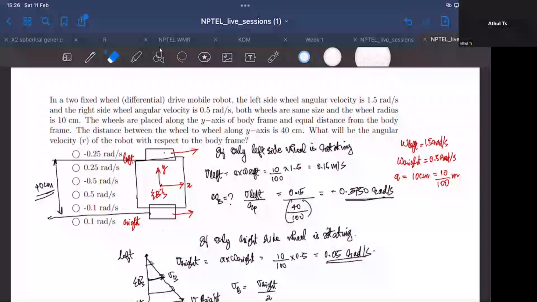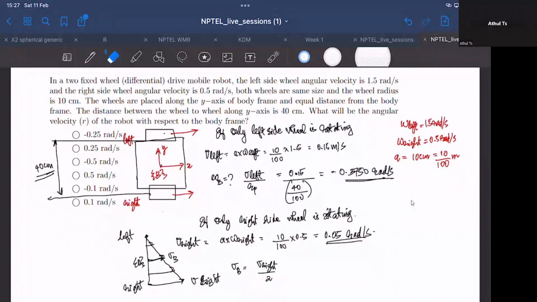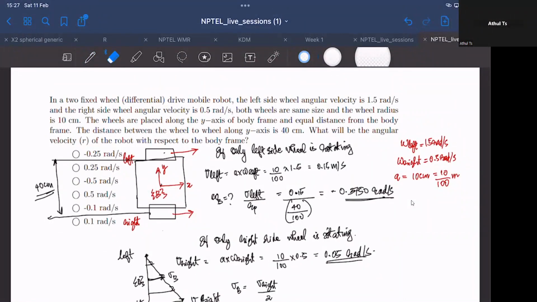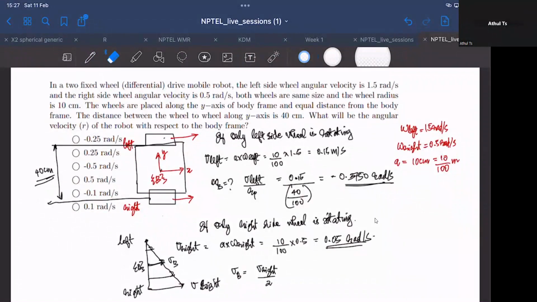Okay, it says my voice is breaking. Is it fine now, as of now?